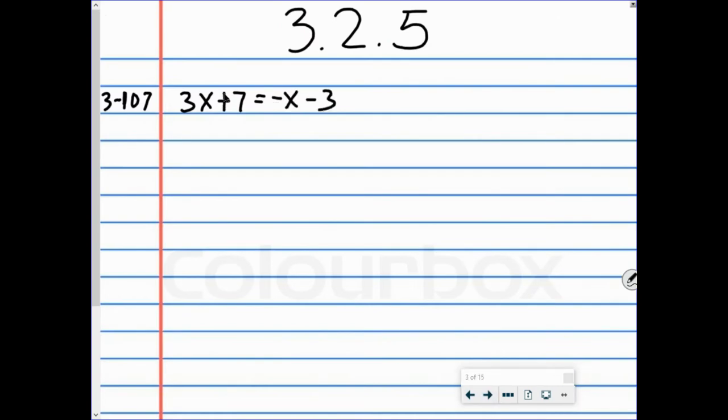But then they also compared, is that the same as 3 times the quantity of x plus 7 equals the opposite of x minus 3? Are those two the same thing? Think about it.